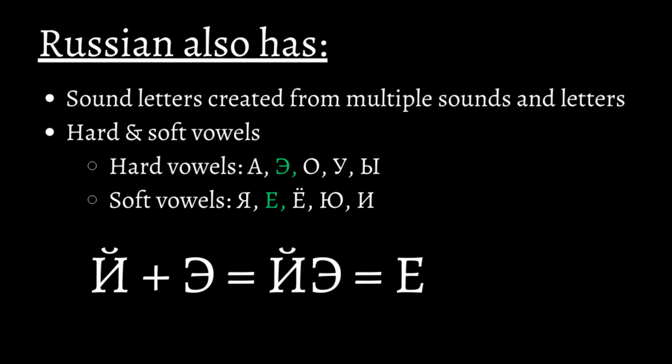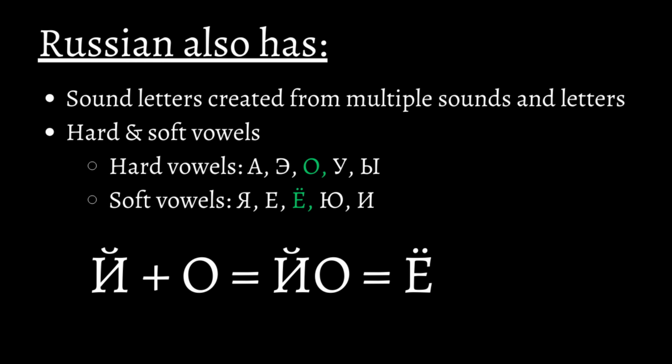Alongside that, yi and e put together makes ye, which makes the letter ye, being a soft vowel. Yi and o make a yo, which makes the letter yo.